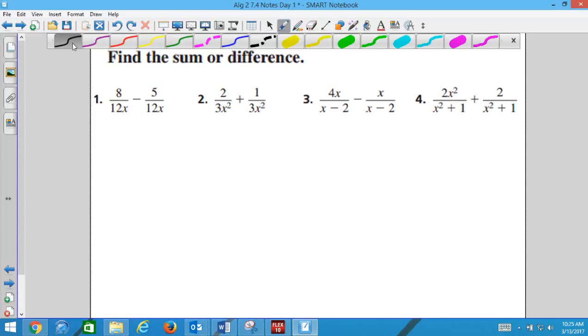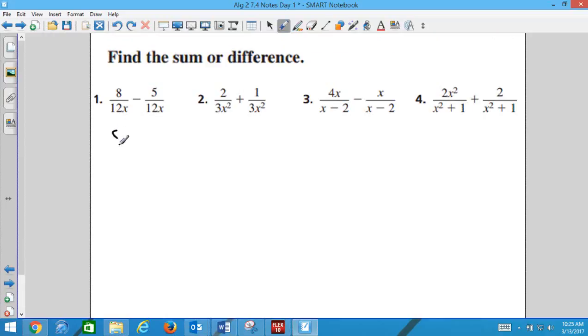All right, you've had plenty of time. Everybody in here should at least have number 1 and 2 done. There was so much time to get those first 2 done. 8 minus 5 over 12x, 3 over 12x.